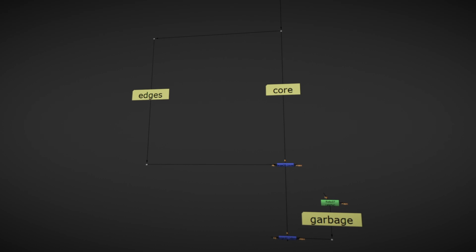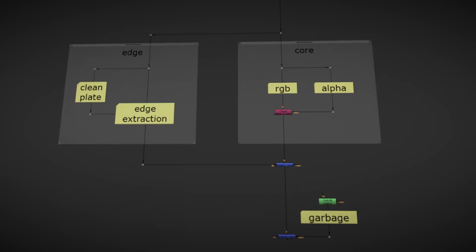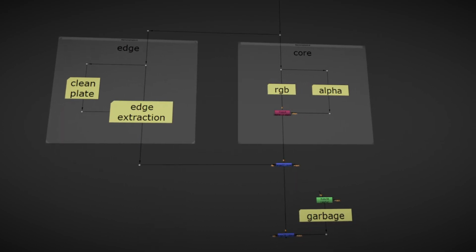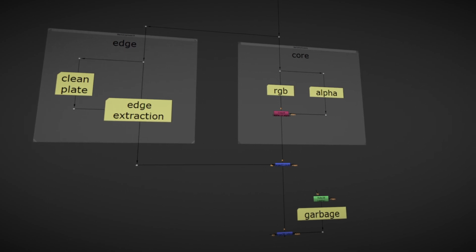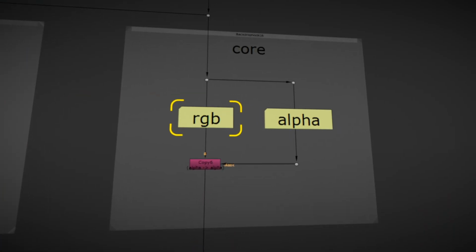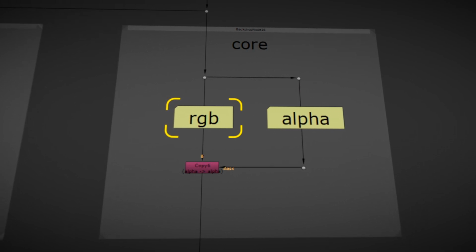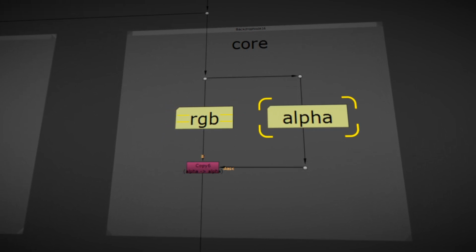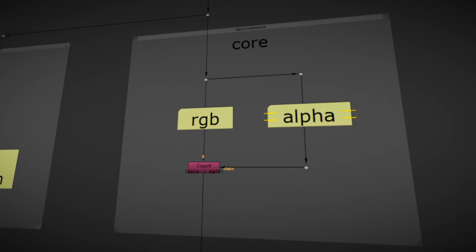Next step is another division. Core splits into RGB and alpha. Edges split into Cleanplate and edge extraction. You see, it's much easier to control RGB and alpha separately when you want to set up your core. In one part of your script, you make a dispel of the whole image, and in another part, you tweak a mask. This mask will include all opaque elements in your scene.